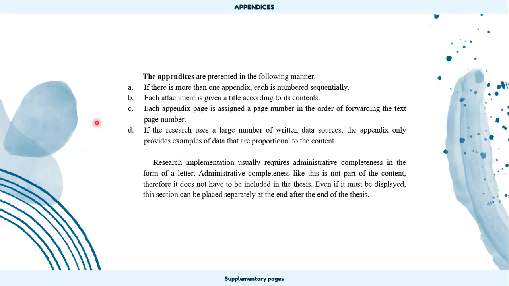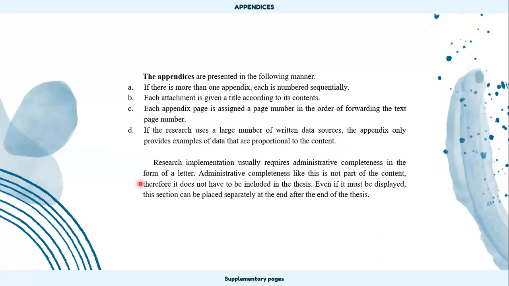The appendices are presented in the following manner. First, if there is more than one appendix, each is numbered sequentially. Second, each attachment is given a title according to its content. Next, each appendix page is assigned a page number in the order of forwarding the text page number. And the last, if the research uses a large number of written data sources, the appendix only provides examples of data that are proportional to the content.